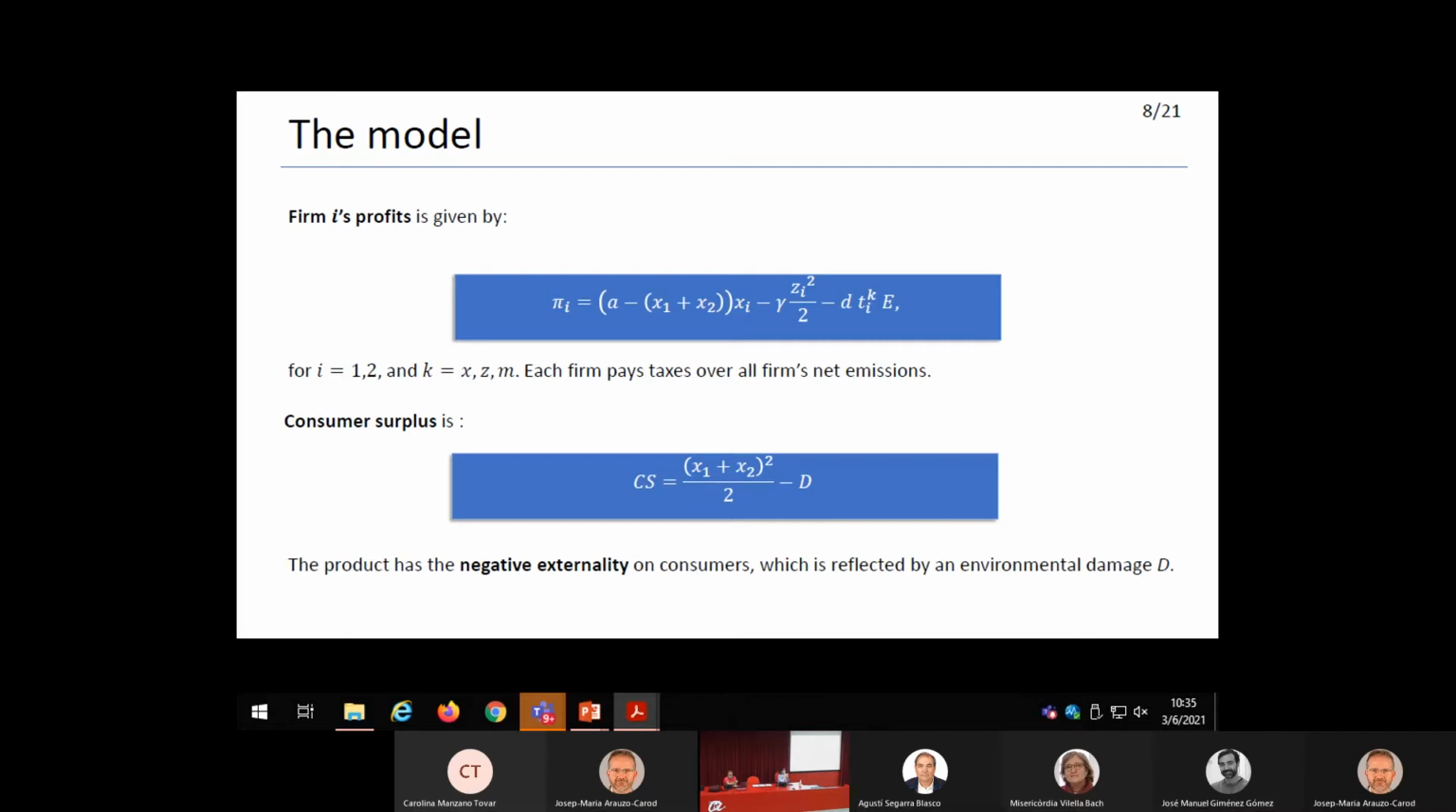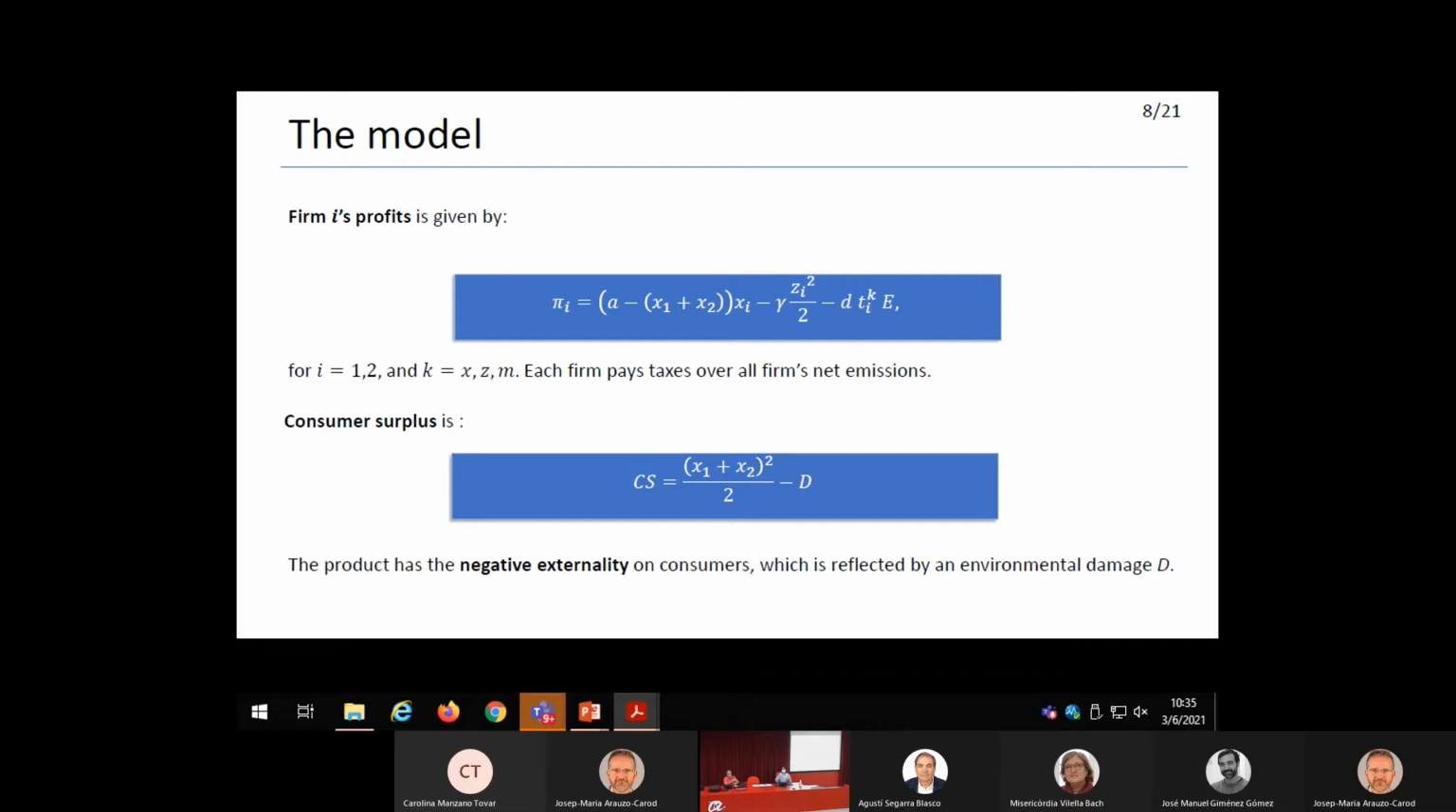And in this profit function, I want to emphasize, actually, each firm has to pay the tax over all firms' net emission. But remember, based on our emission tax mechanism, the tax rate is proportional to that firm's green R&D investment, net emissions, and output.